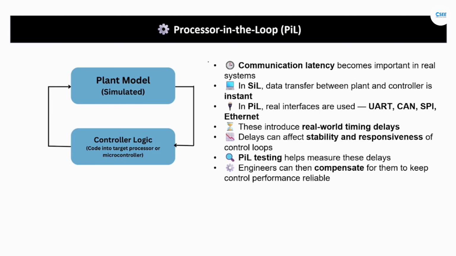Let's also talk about communication latency, an important factor in real embedded systems. In SIL, data transfer between plant and controller is instantaneous, but in PIL, real communication interfaces are used: UART, CAN, SPI, or Ethernet. This introduces real world timing delays. PIL testing helps measure and compensate for those delays to maintain stability and responsiveness of control loops.